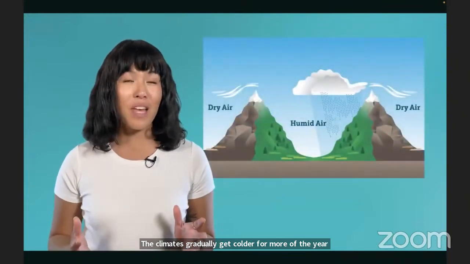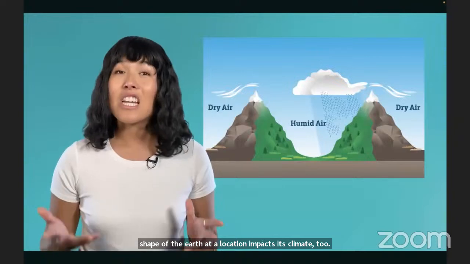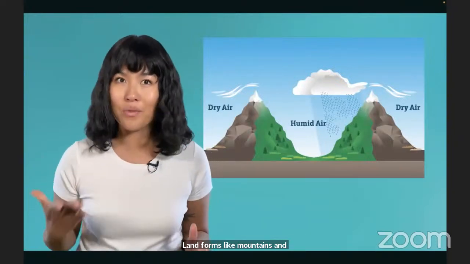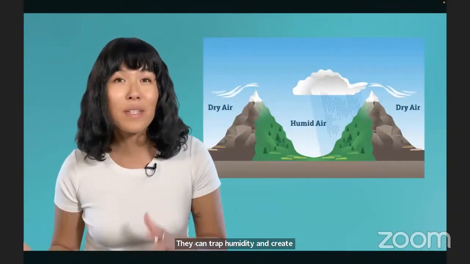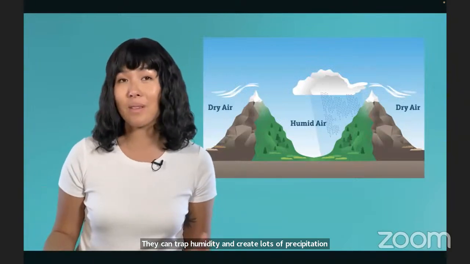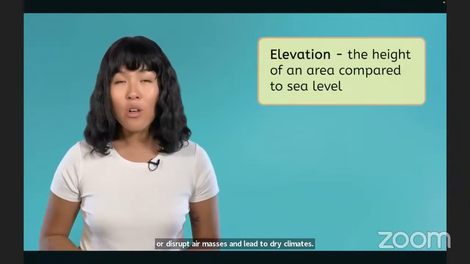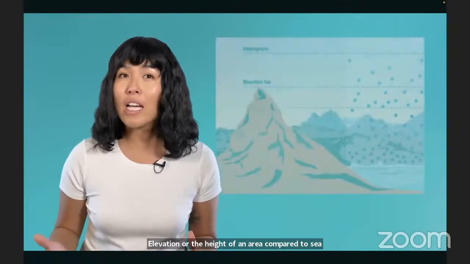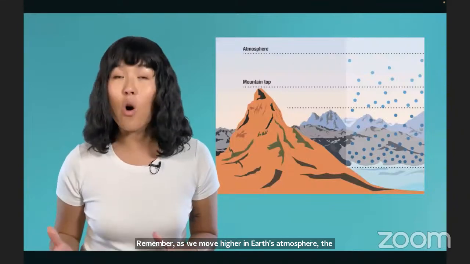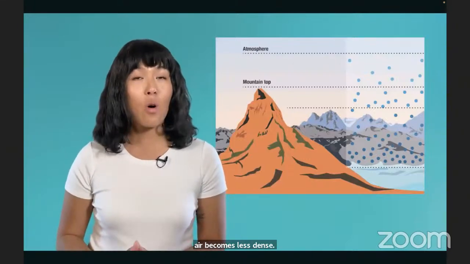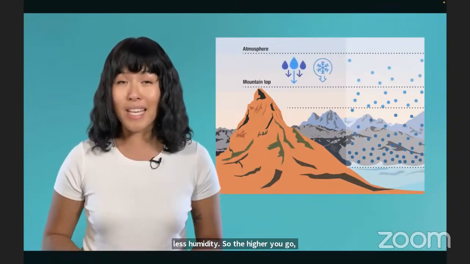The shape of the Earth at a location impacts its climate too. Landforms like mountains and valleys change how air masses move around. They can trap humidity and create lots of precipitation, or disrupt air masses and lead to dry climates. Elevation, or the height of an area compared to sea level, also impacts climate. Remember, as we move higher in Earth's atmosphere, the air becomes less dense. Thinner air can hold less heat, and cooler air can hold less humidity. So the higher you go, the colder and drier it usually gets.